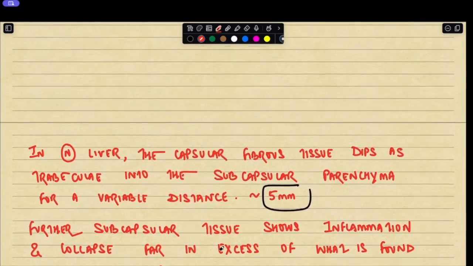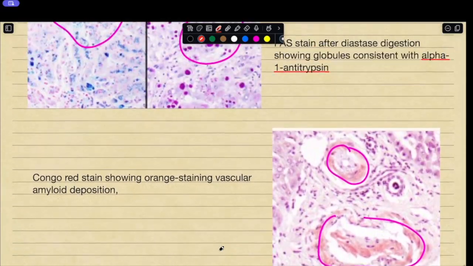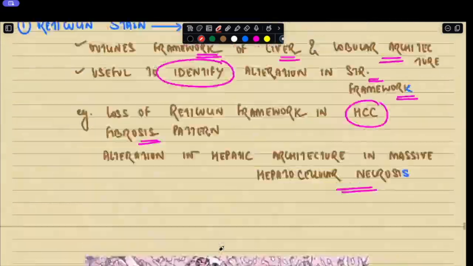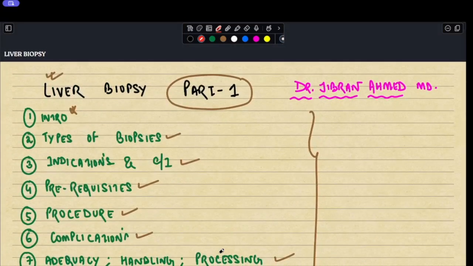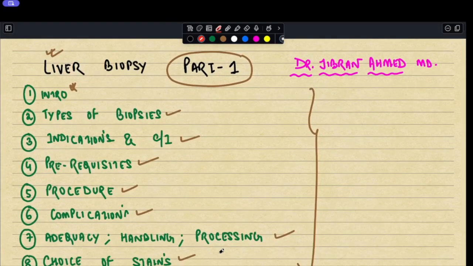So this is about part 1 of liver biopsy. I hope you have understood in detail everything that I have discussed. I have already discussed in detail the basic introduction, types of biopsies, indications, contraindications, prerequisites, procedures, complications, adequacy, handling, processing, and the choice of stains, including immunohistochemistry. In the next lecture, we will discuss the more interesting topic, basic interpretation of liver biopsy.